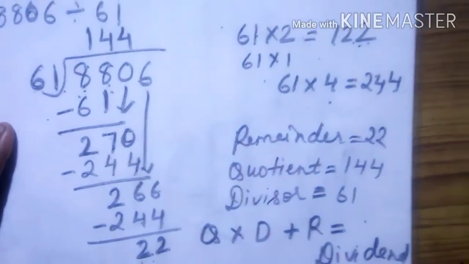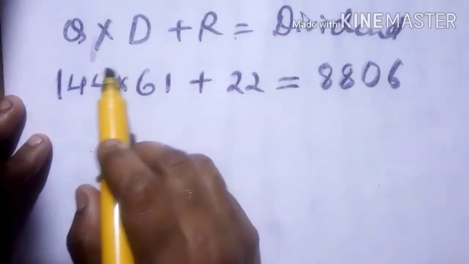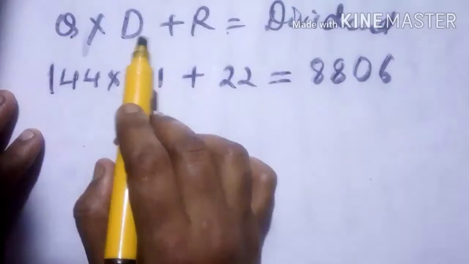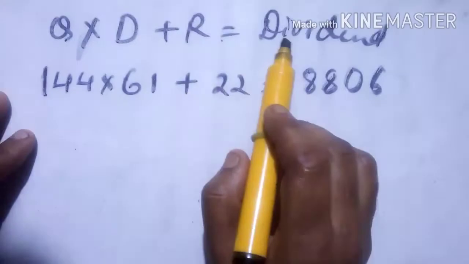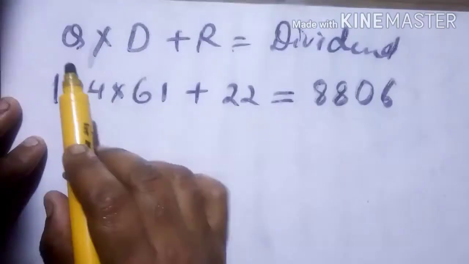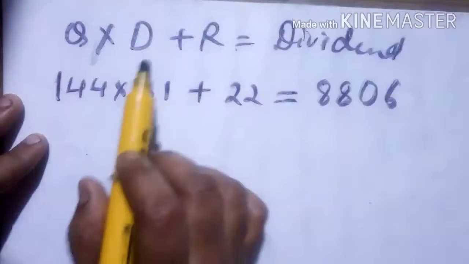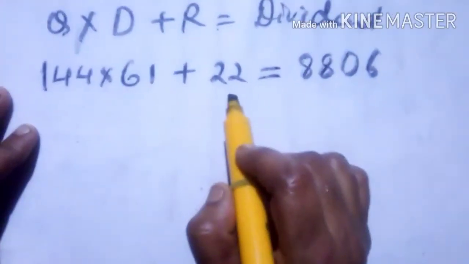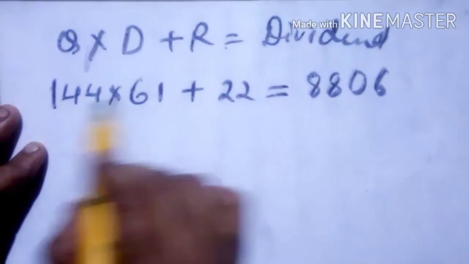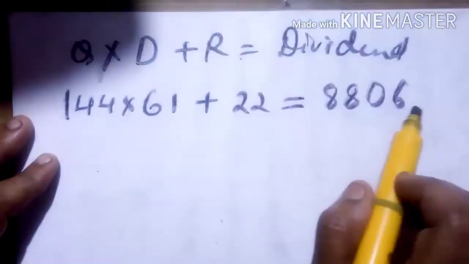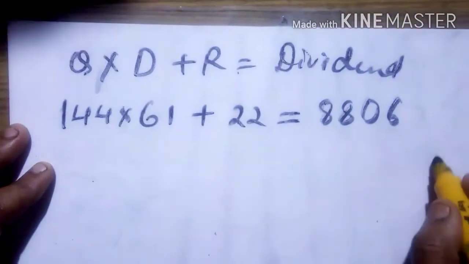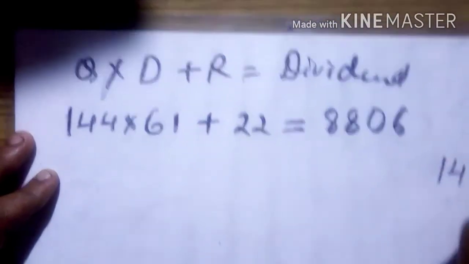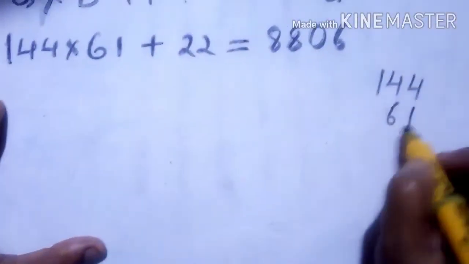Okay. So the formula is quotient into divisor plus remainder is equal to dividend. So here quotient is 144, divisor is 61, remainder is 22. Let us see. After doing this, you should get 8,806, which is the dividend. So let us do 144 into 61.